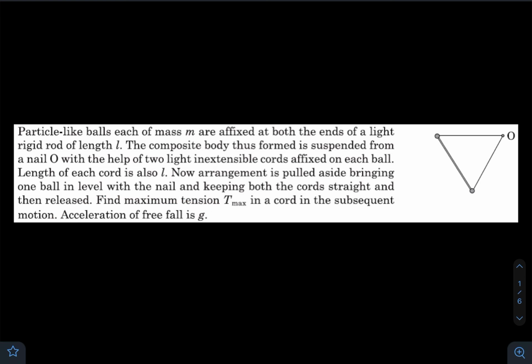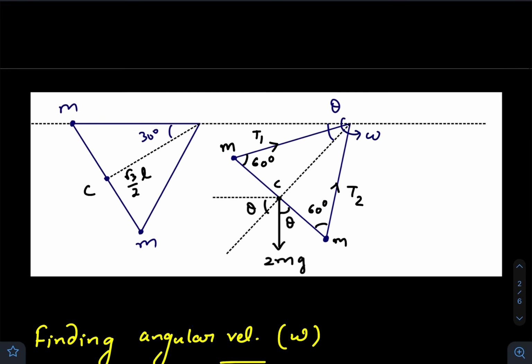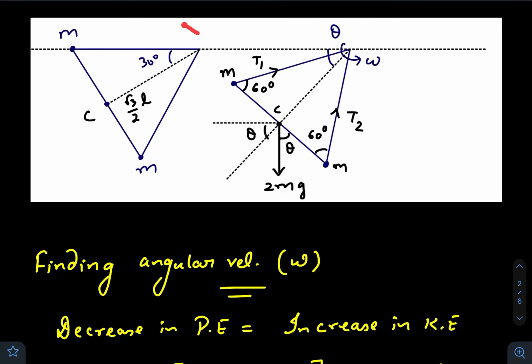So we need to find out the maximum tension in any one of the cords. It doesn't matter which one, because it will fetch you the same result. So let us go to the solution. Initially our structure was like this. These two are the strings, and this is the massless rod holding these two point masses, just like a dumbbell.